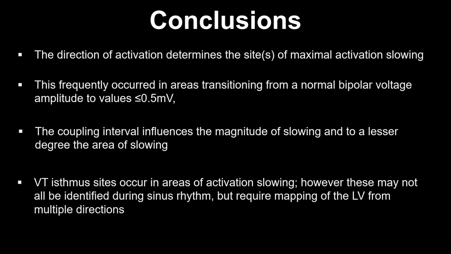To conclude, the direction of activation determines the site of maximal activation slowing. This frequently occurred in areas transitioning from normal bipolar voltage amplitude to values less than 0.5 millivolts. The coupling interval influences the magnitude of slowing and, to a lesser degree, the area of slowing. VT isthmus sites occur in areas of activation slowing. However, these may not all be identified during sinus rhythm, but require mapping of the LV from multiple directions.